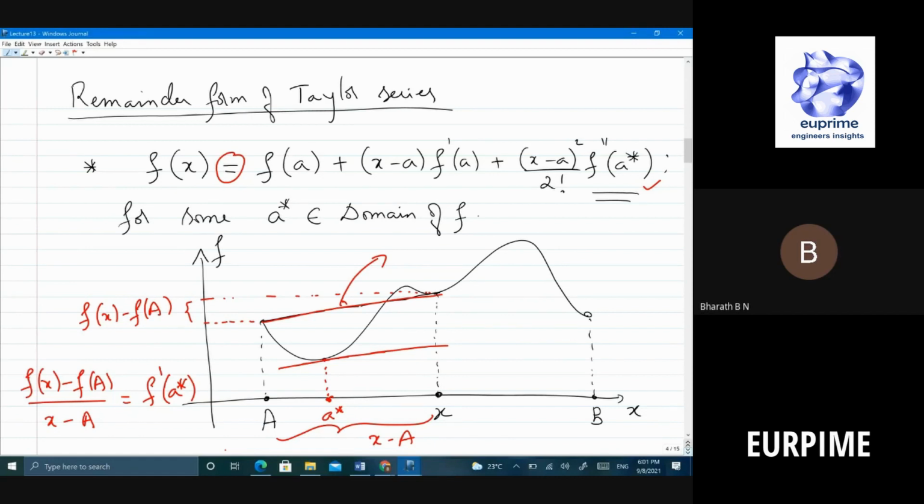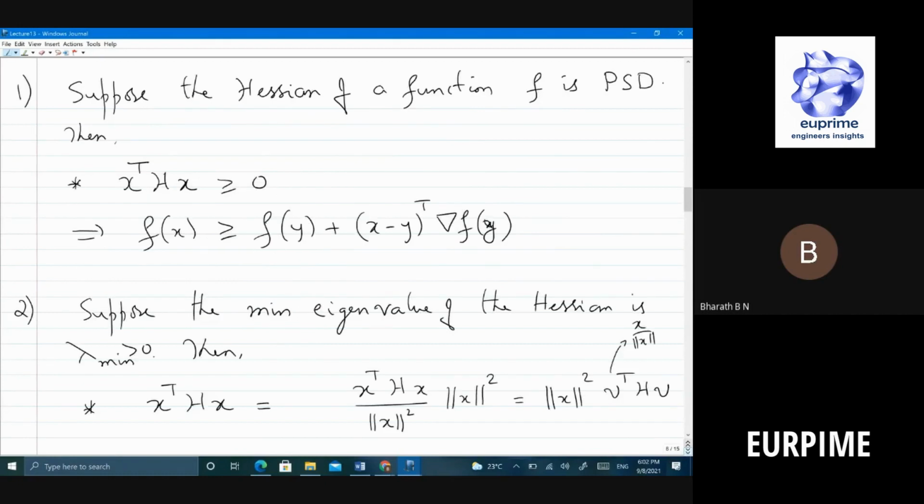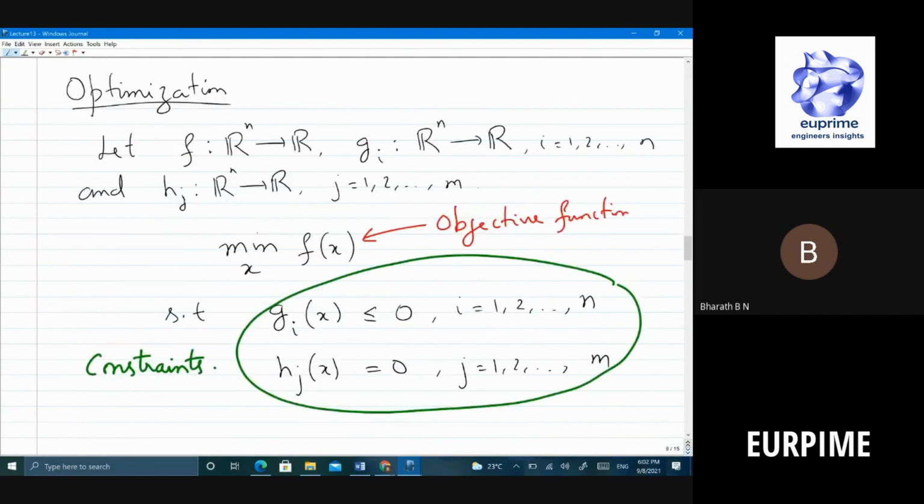In terms of the first and second order quantities, the first order is quite clear. You can compute it. But the second order quantity is something that you don't know how to compute. But if I can somehow control the second order quantity, then I can control the function. That's what it says. Then we looked at a similar notion for a function mapping from Rn to R. Then we looked at a few consequences of this, like what happens if the Hessian is positive semi-definite, and so on. And finally, we looked at a general optimization problem, how it looks.